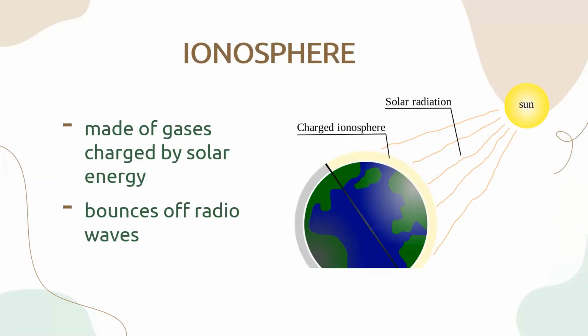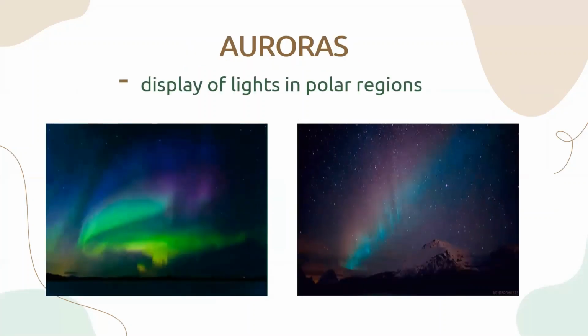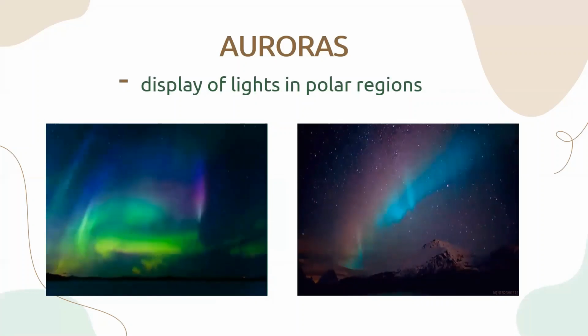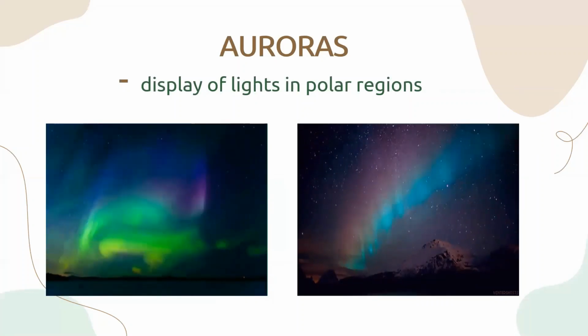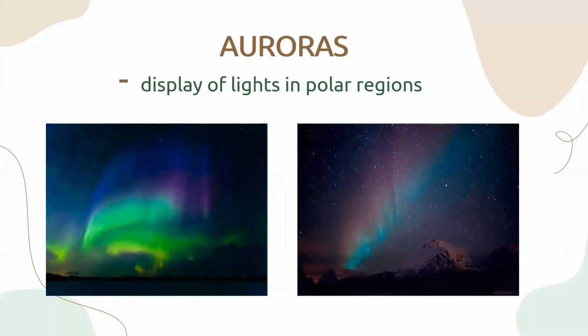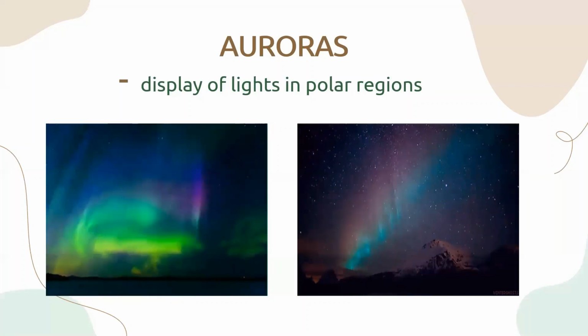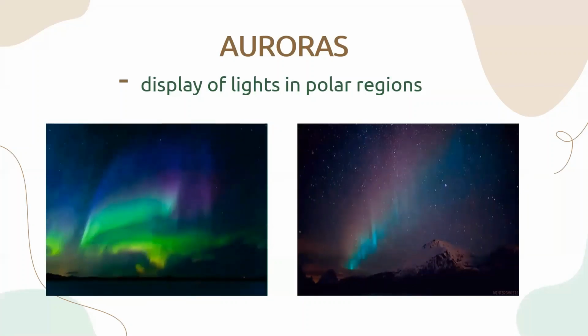Ionosphere is made of gas particles charged by solar energy. It bounces off radio waves from different parts of the world. Also, a remarkable feature that is happening in the ionosphere is the occurrence of auroras. An aurora is a display of glows in the night sky within the polar areas. It can be seen as white, green, red, blue, or purple lights.